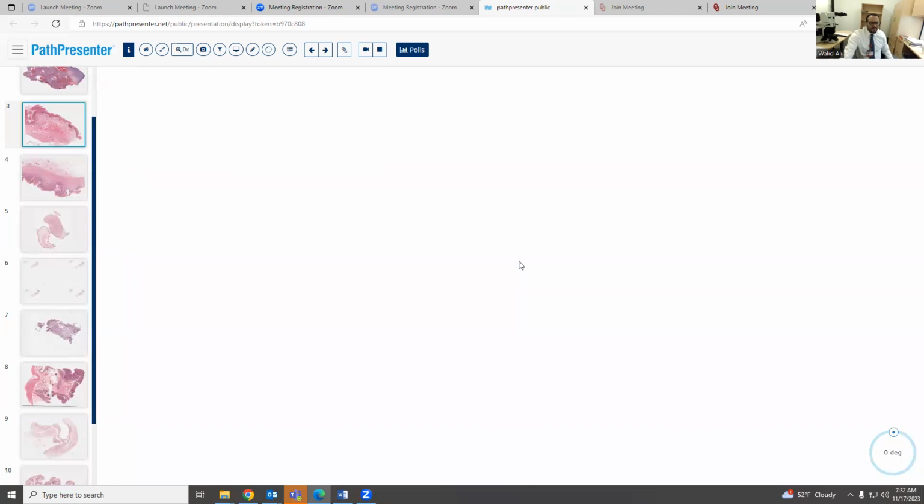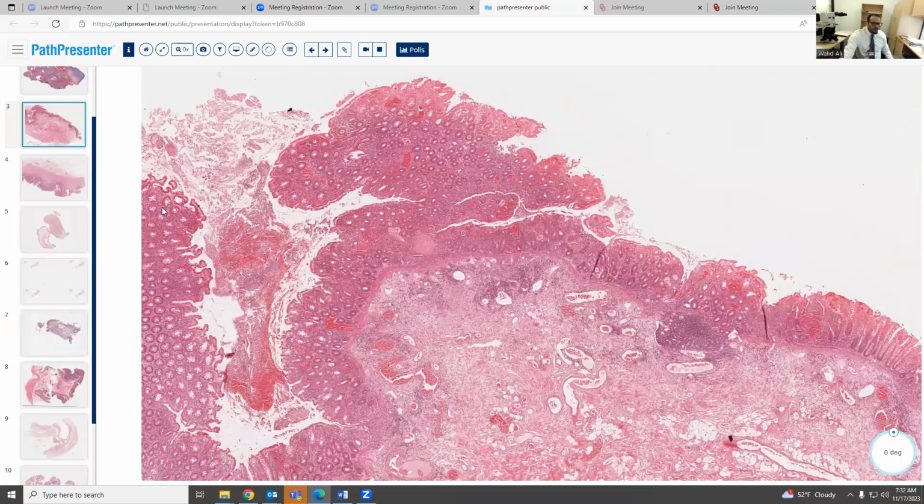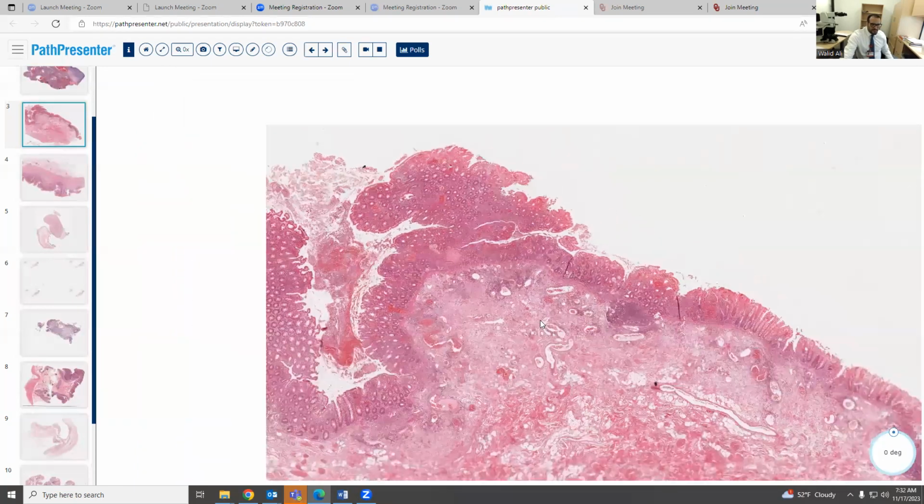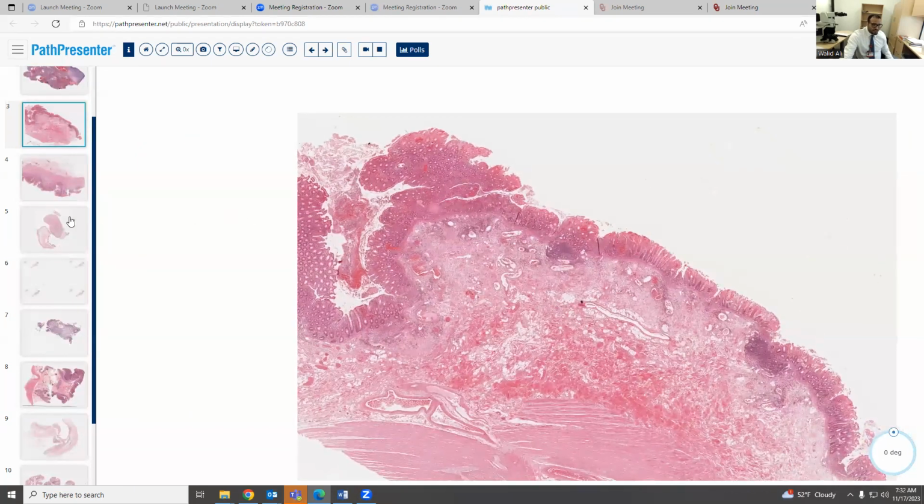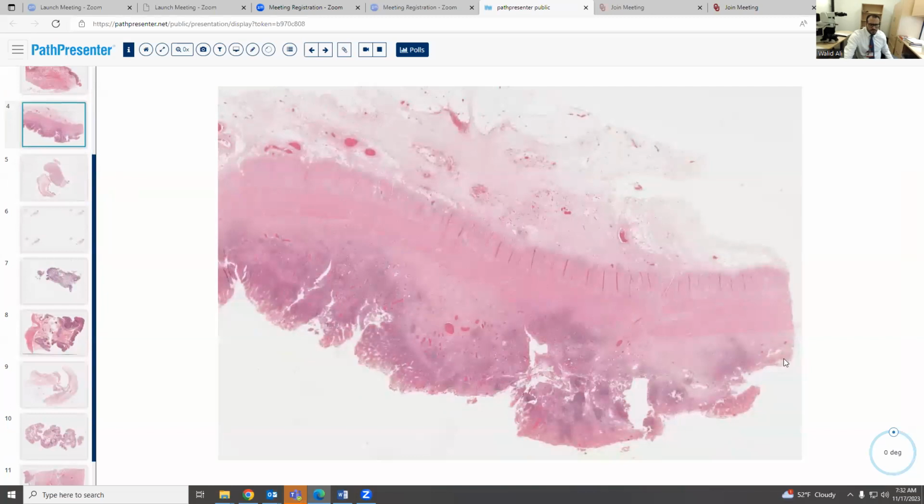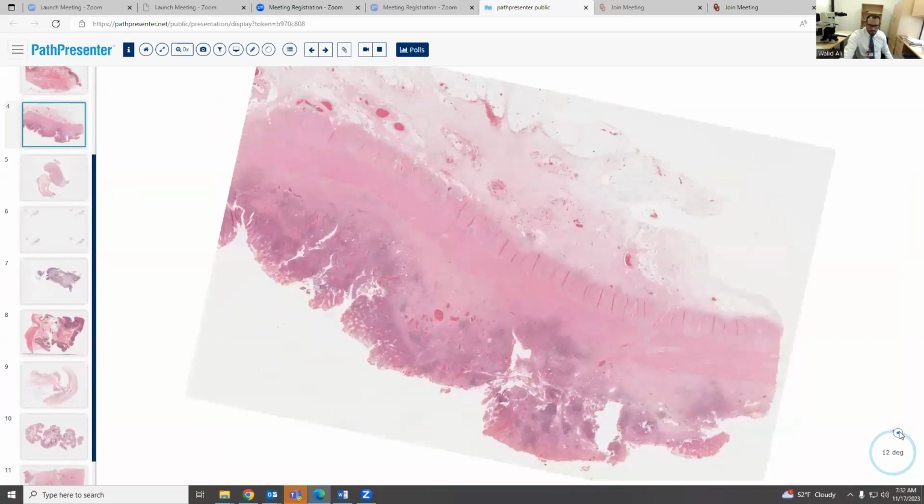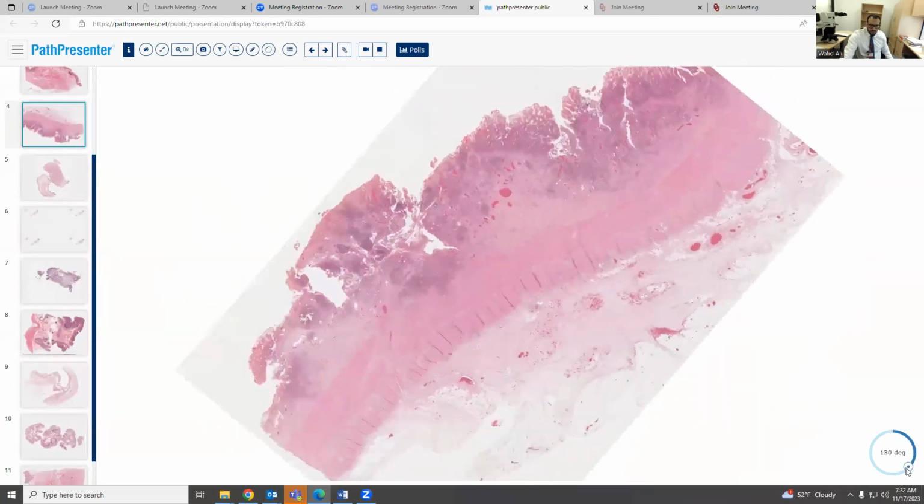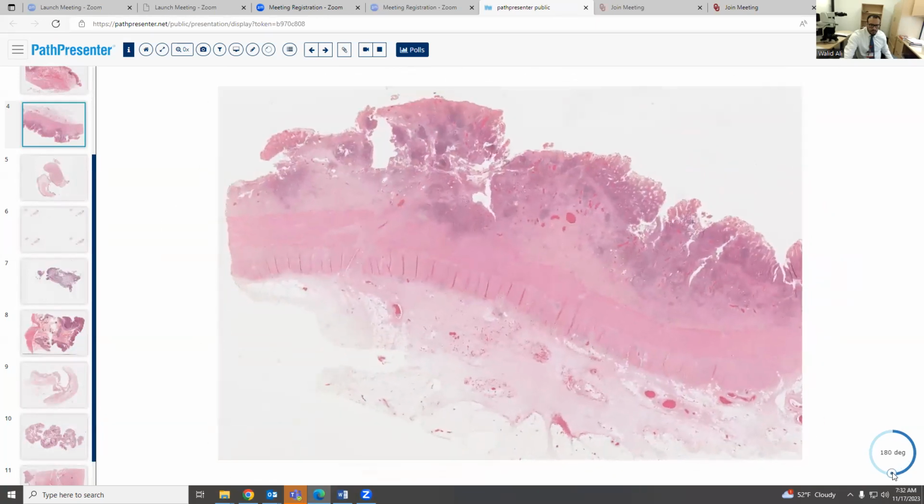Now, I'm gonna talk about this. This case is an ulcerative colitis case. I brought also a case of Crohn's disease. Let me show you here, to be able to tell the difference.